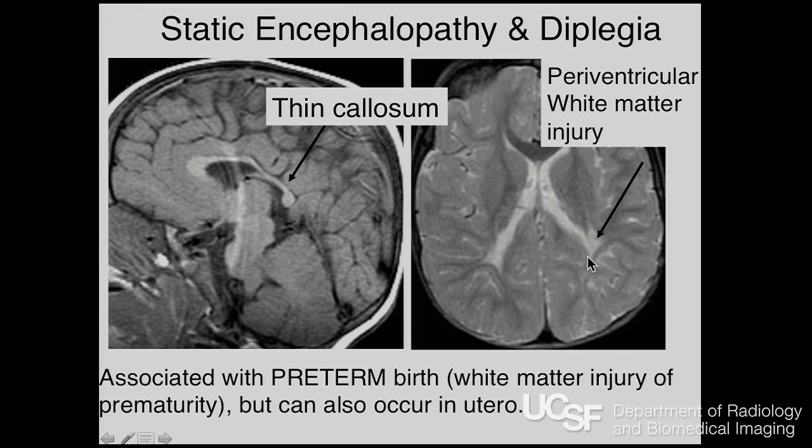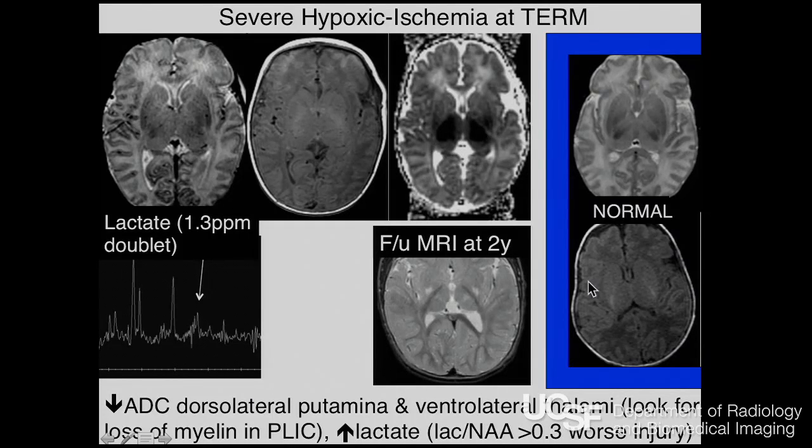We'll talk a bit about acquired injury now. This is an ex-preterm infant who was imaged for static encephalopathy and diplegia, and we can see that there's thinning of the corpus callosum, especially posteriorly. When we look at the T2 weighted images, we can see that the sulci go all the way down towards the ventricle margin, and there's also some gliosis in the periventricular white matter. This is a common injury for preterm infants.